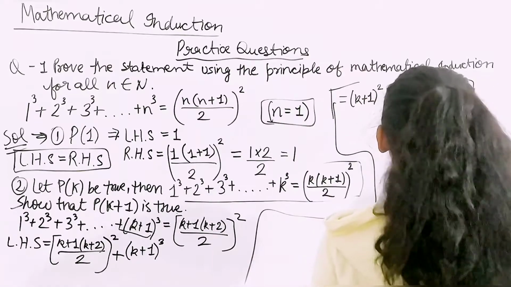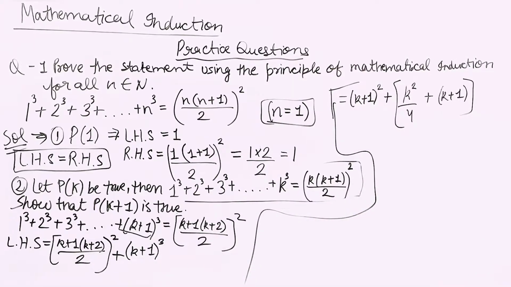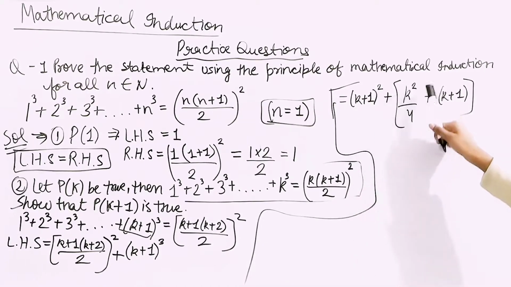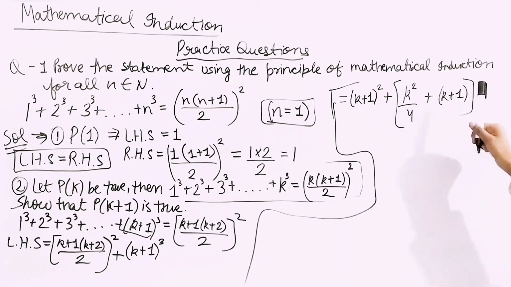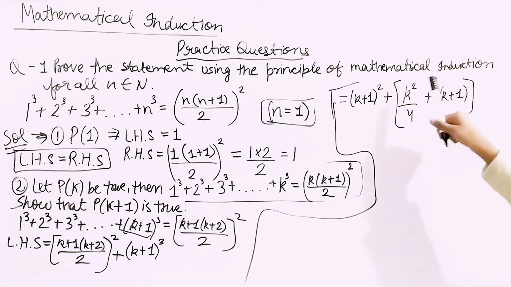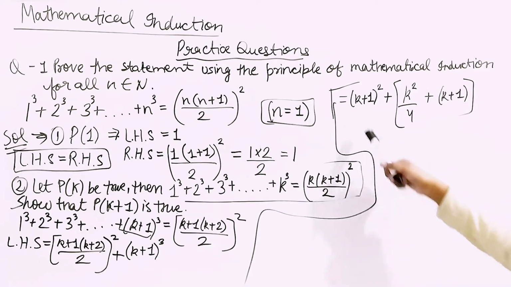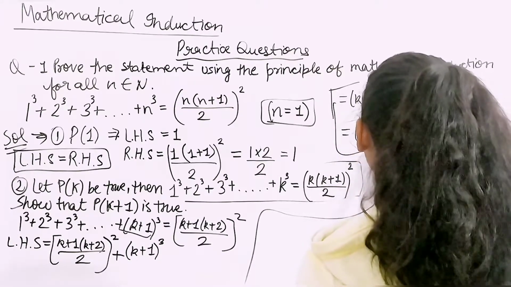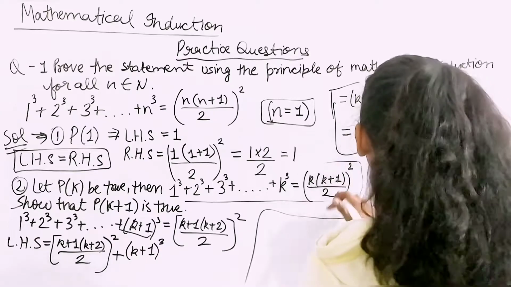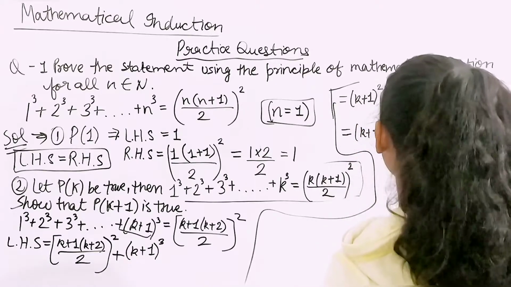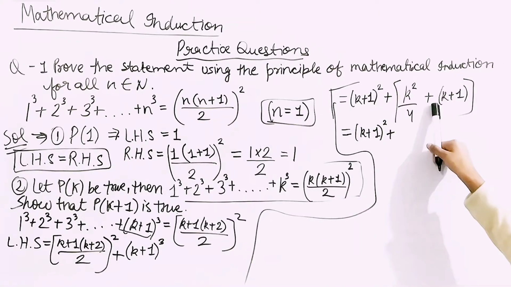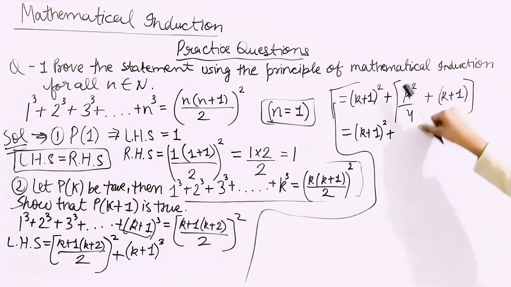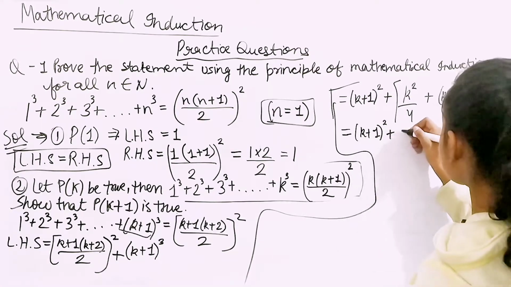And now this is going to be in bracket. Is it clear? So what we have is k plus 1 squared plus k squared plus 4 plus k plus 1, which is in bracket. And this whole thing I'll be solving right now. So this k plus 1 squared will stay the same, k plus 1 squared plus, and as we can see the 4 here, we'll just shift it, so according to this we'll have this kind of sum.